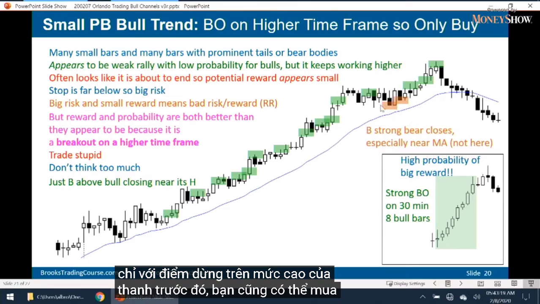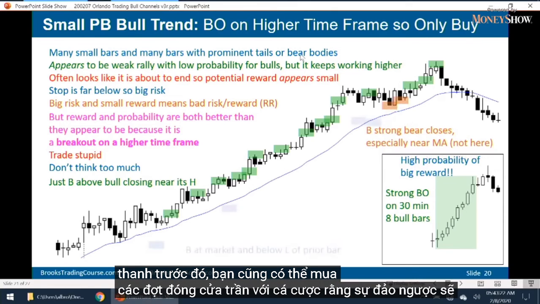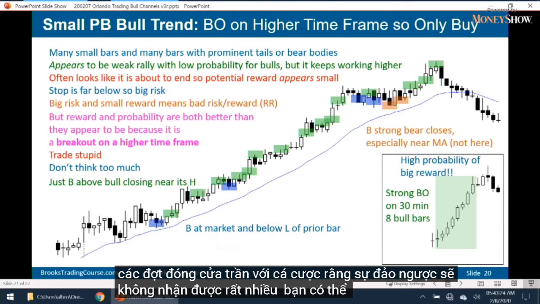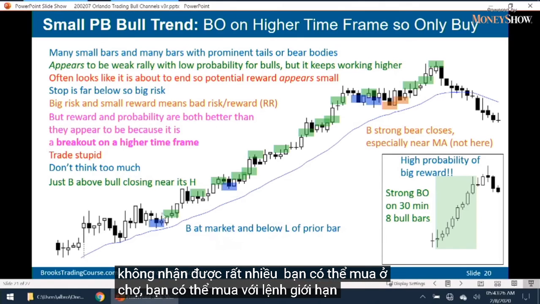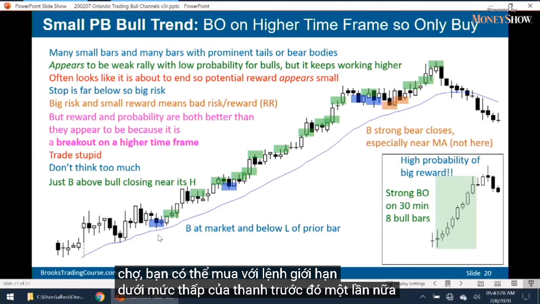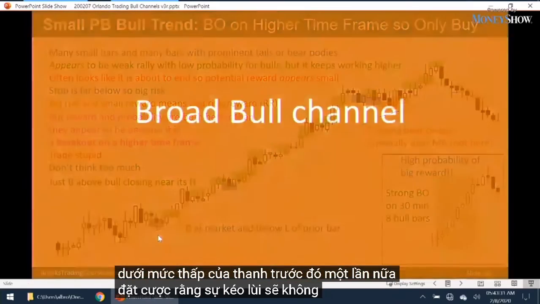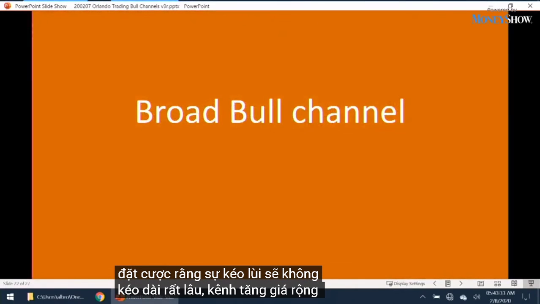You can also buy bear closes, betting that the reversals will not get very far. You can buy at the market. You can buy with a limit order below the low of the prior bar, again betting that the pullbacks will not last very long. Broad bull channel.